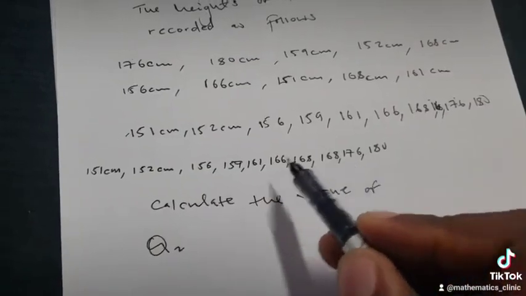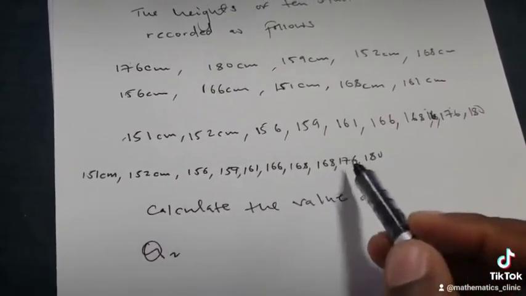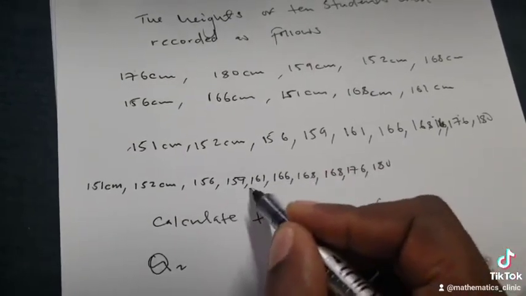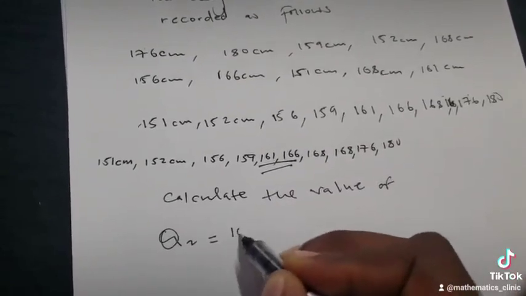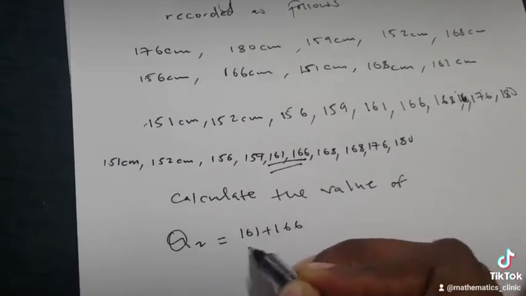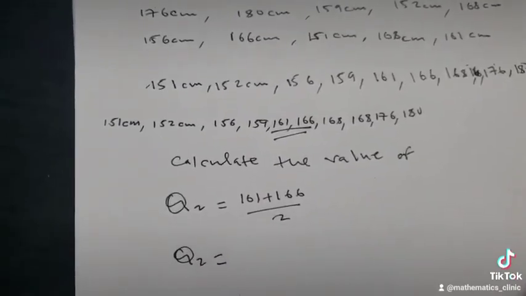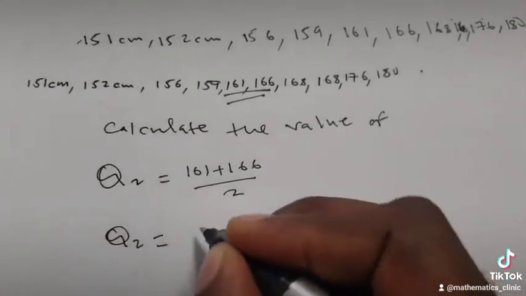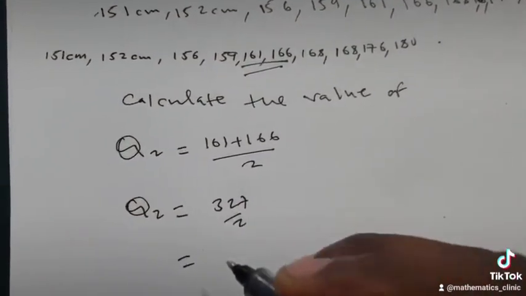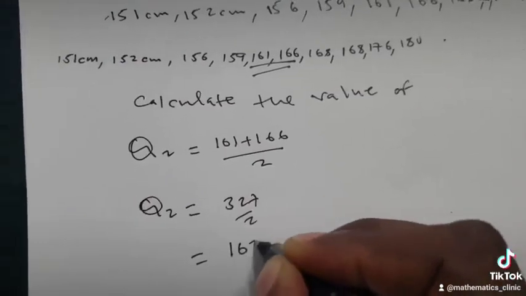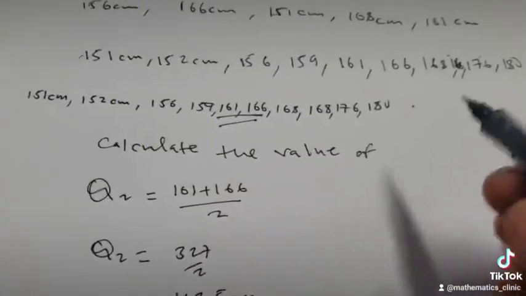So 1, 2, 3, 4, 5, 6, 7, 8, 9, 10. So 1, 2, 3, 4, 1, 2, 3, 4. This is where our middle part is. To find the middle part, we add 161 plus 166 over 2. So Q2 is equal to 161 plus 166, which gives 327 over 2, and that will give us 163.5 centimeter. So this middle quartile is right here.